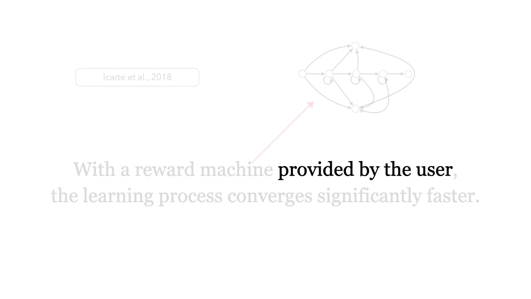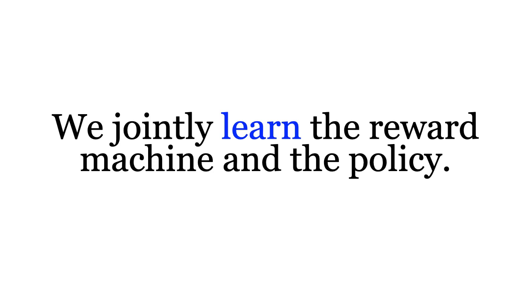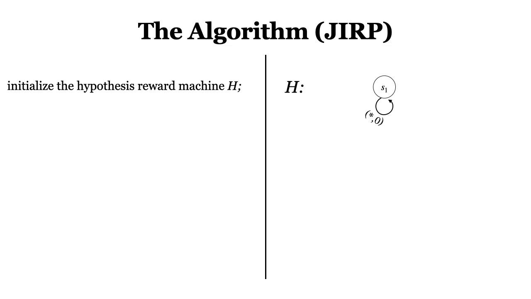Maybe the rewards are provided by sensor reading in the real world, or maybe the user is not able to encode their intuition about the reward into a reward machine. That is why, in this work, we lift the assumption that the user has to provide the reward machine, and we learn the reward machine through the agent's exploration. So, how do we do it?